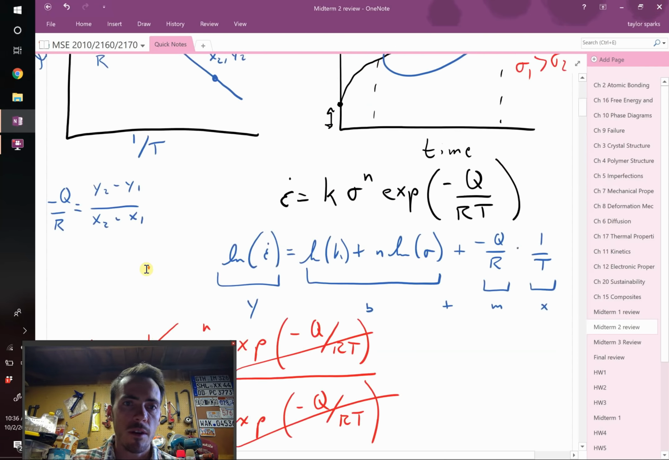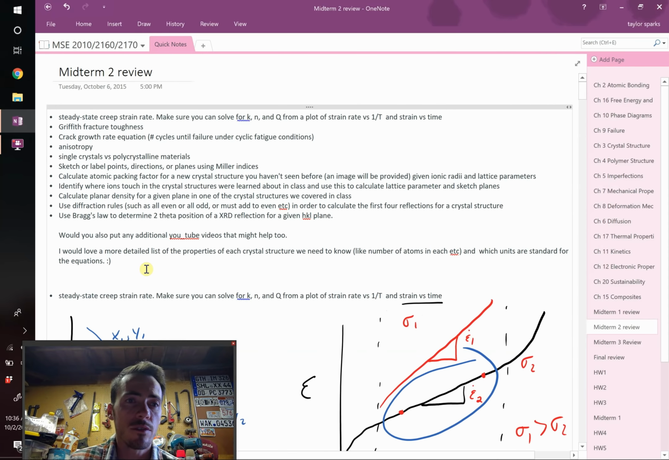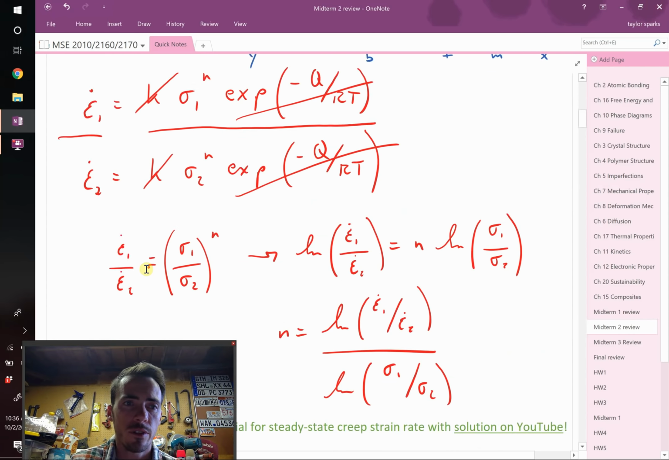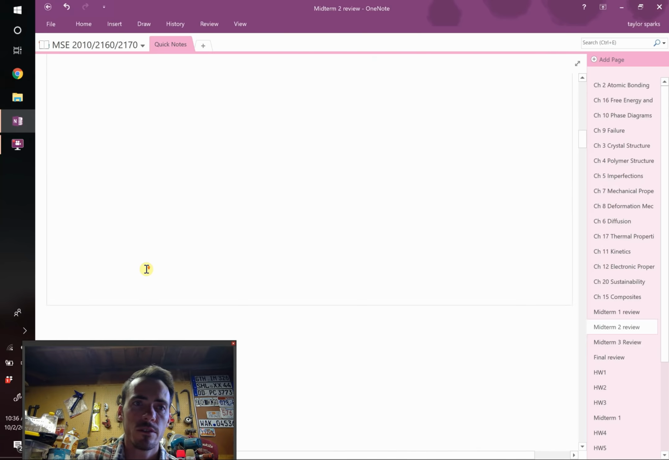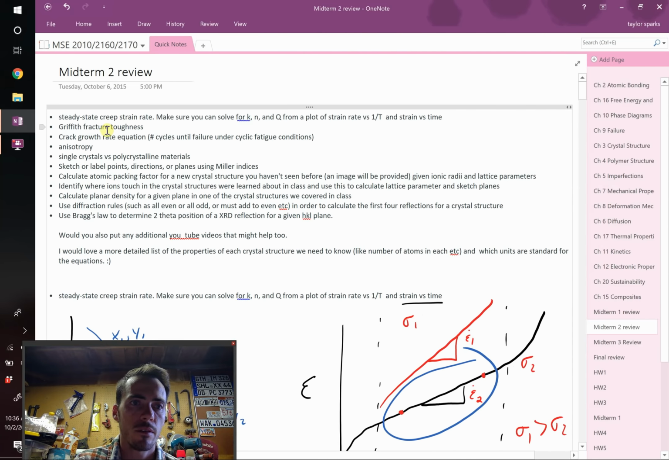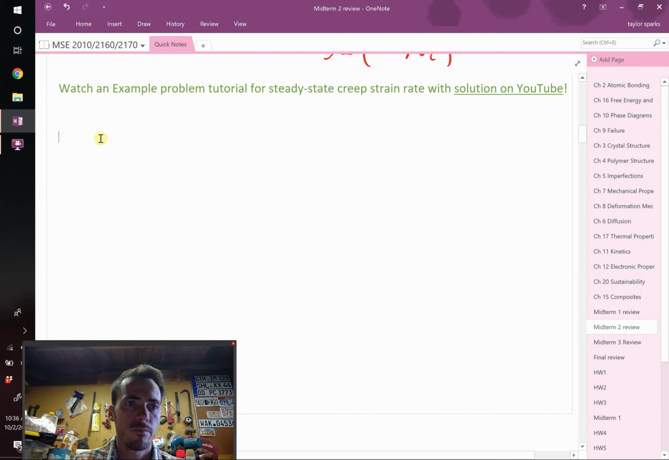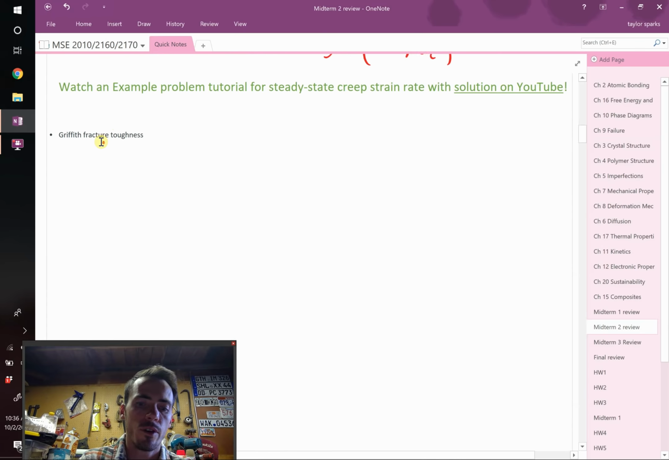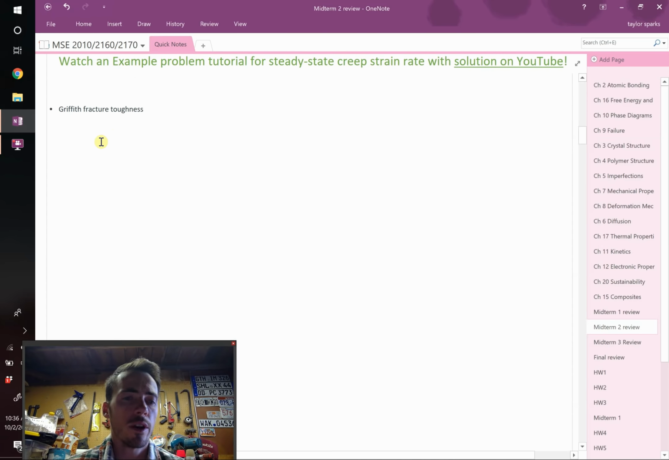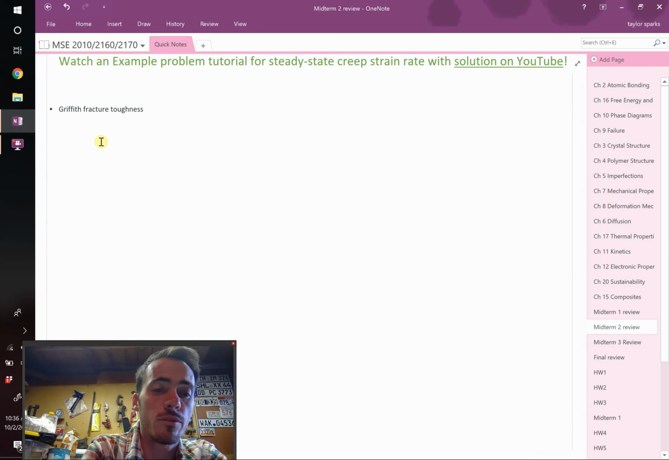Okay, next thing on the list is Griffith fracture toughness. Let me grab that. All right, for Griffith fracture toughness, we use it for brittle materials that are going to fracture when a flaw size gets too large.